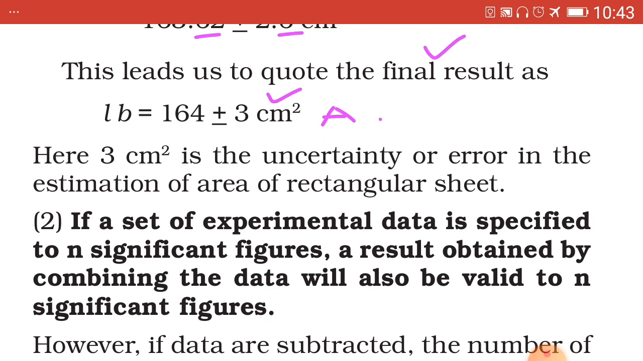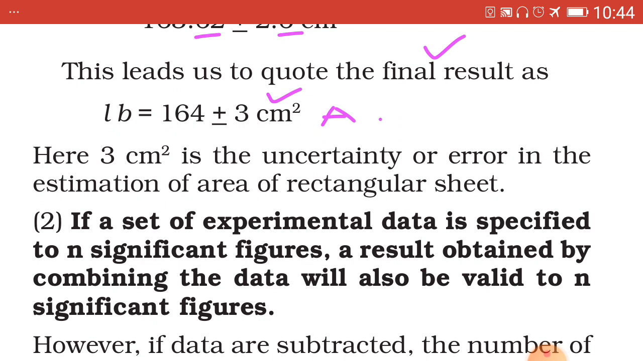How many significant figures are there? 3 significant figures. Why have we done all those things? Rounding up, because in the original number there are 3 significant figures. That is in the case of 16.2 as length and 10.1 as breadth. In both the cases the total significant figures are 3.